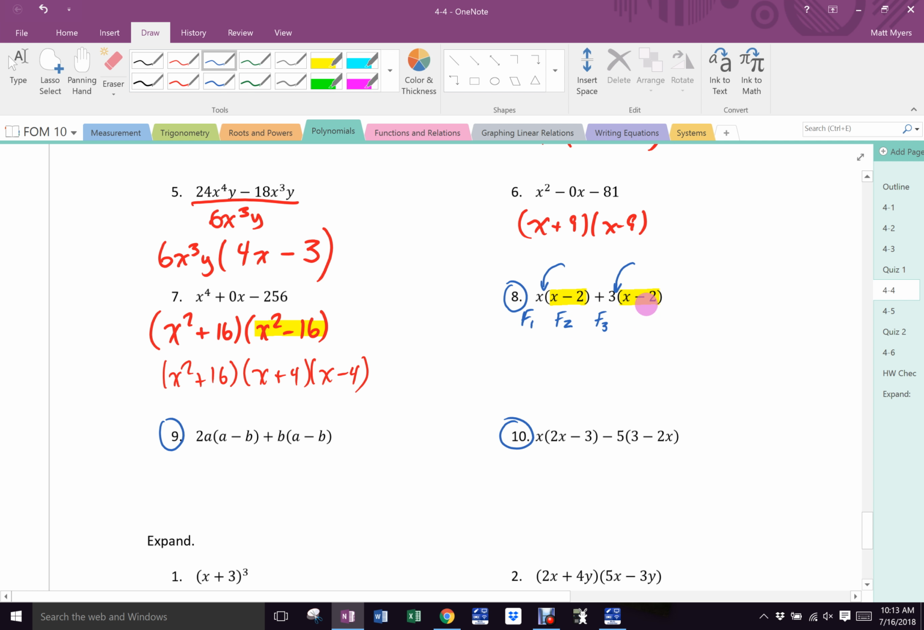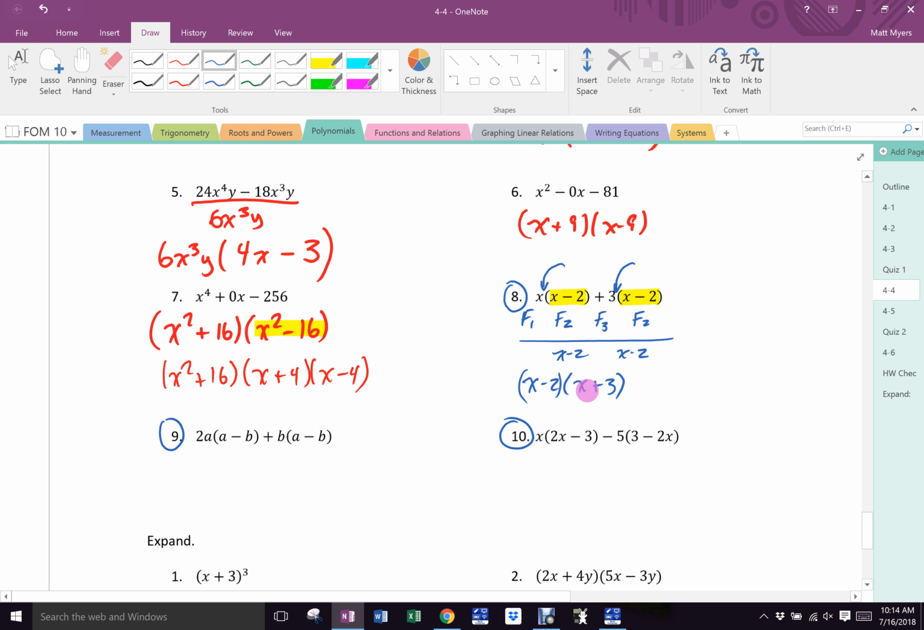X minus 2, I mean. No, it's not a fourth factor. It's the same as this, isn't it? So, doesn't that mean that those two are common factors? So we're going to get rid of them, right? And we get rid of them by dividing by the common factor. The common factor goes outside, and what stays inside? The answers. x minus 2 and x minus 2 cancel, leaving me with x. x minus 2 and x minus 2 cancel, leaving me with plus 3.